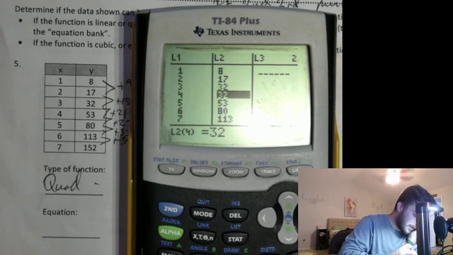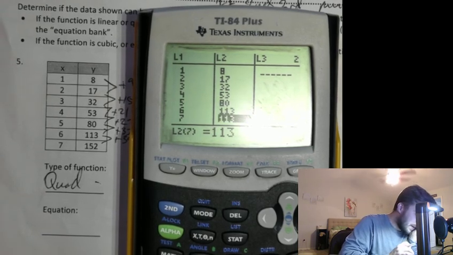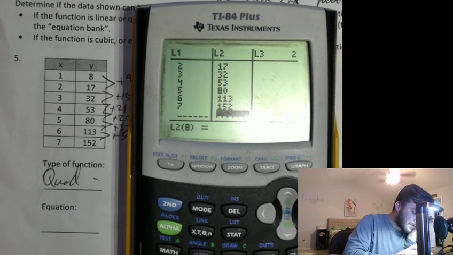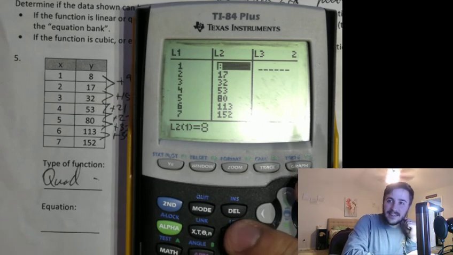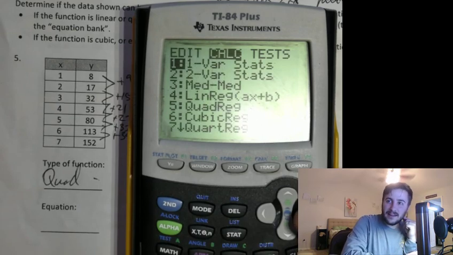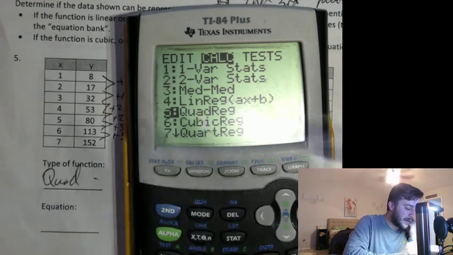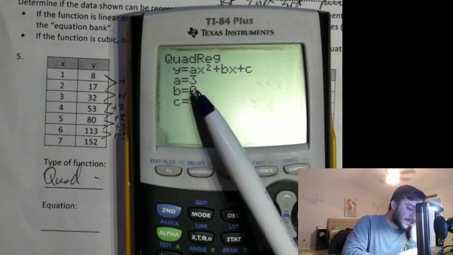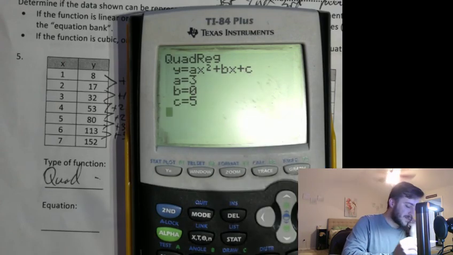8, 17, 32, 53, 80, 113. This is the worst part. All right, there we go. And then I got to delete the one that was before it. Okay, that looks good now. That looks much better. Okay, stat, calc. Now we're picking option 5 since it's a quadratic. Okay, quadratic. What do we got? So we got A is 3, B is 0, and C is 5.